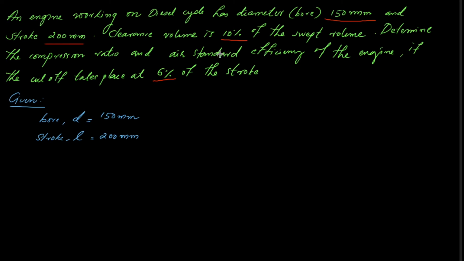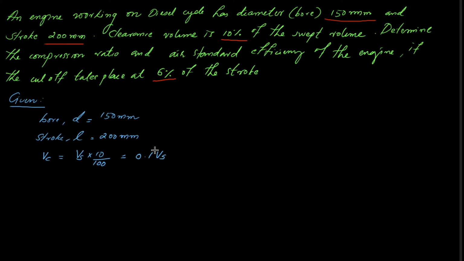Then it is given that clearance volume is 10% of the swept volume. So clearance volume we will represent as Vc. Vc is 10% of the swept volume. We will represent swept volume by Vs, so 10 by 100 of Vs, that is 0.1 Vs. That is equal to Vc.